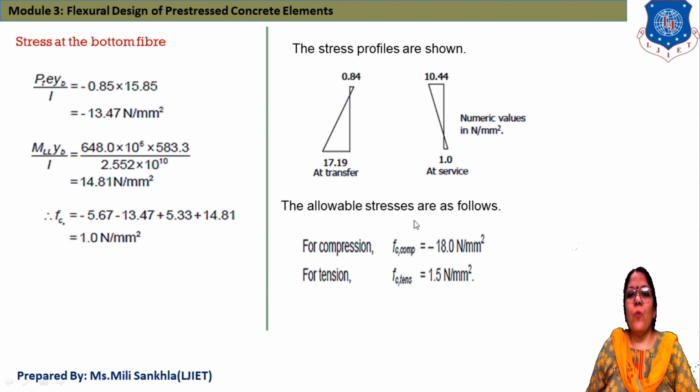The allowable stresses are as follows. In the example the values are given. Allowable FCC for compression is minus 18 and for tension FCT is equal to 1.5, and the values are within these allowable stresses, so the section is safe. Look at this, this is 0.84 and 1, and allowable tensile is given as 1.5. This one is minus 10.4 for compression and 17.9, again within the section.